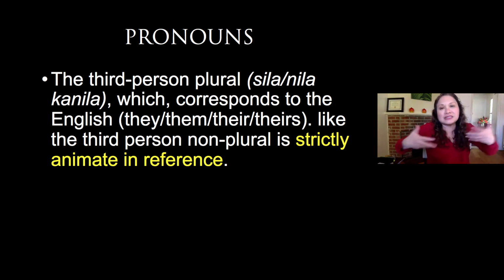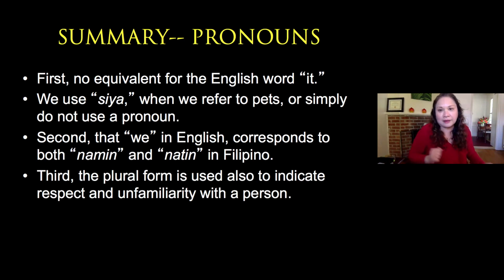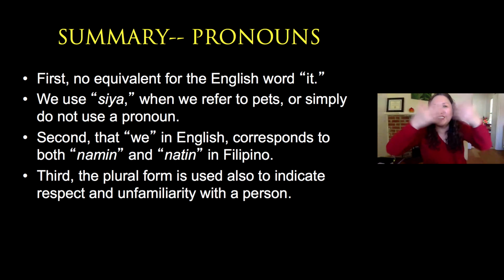Okay, let's have this summary about pronouns. First, there is no equivalent to the English word it. We use siya when we refer to pets, or simply we do not use a pronoun. Second, we in English corresponds to both namin, our, just us, and natin, our, so including you, the person I'm addressing. Third, the plural form is used to indicate respect and unfamiliarity with a person.